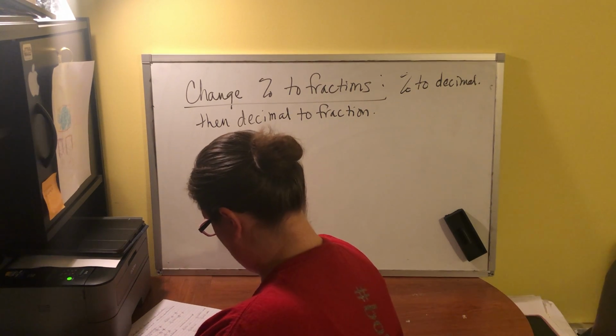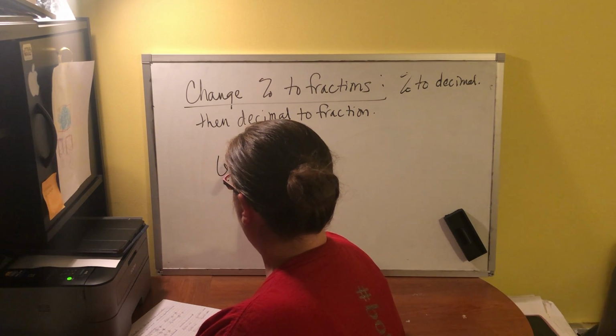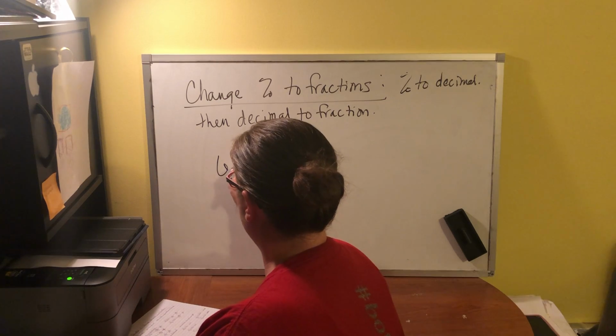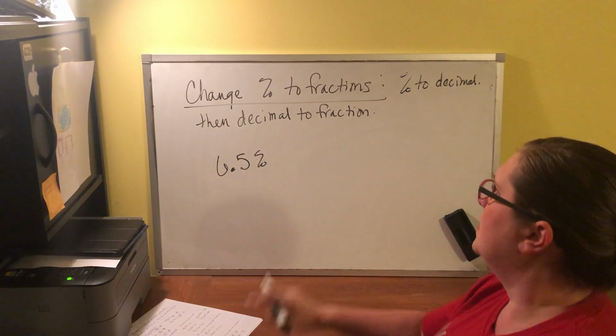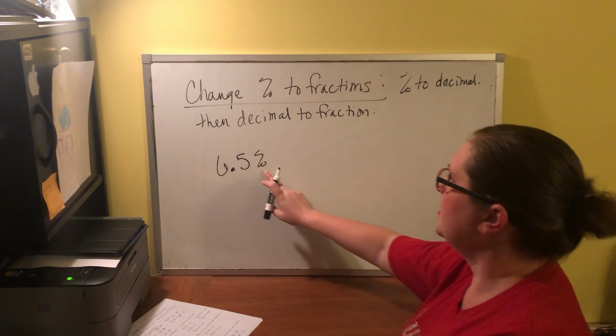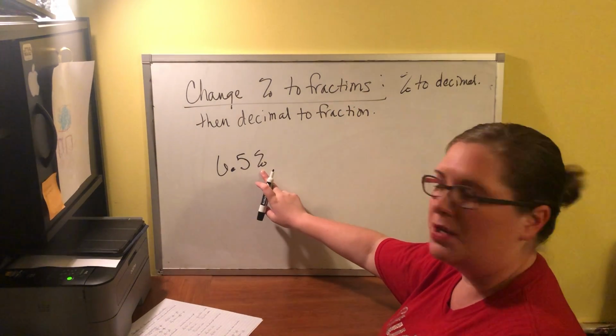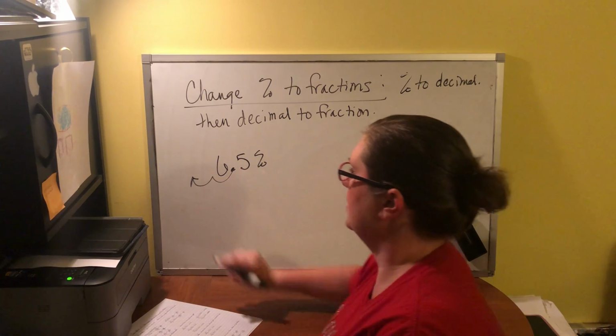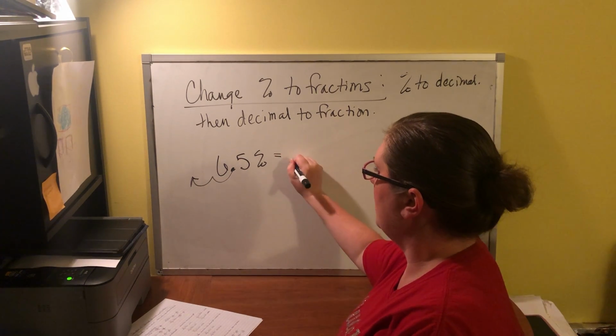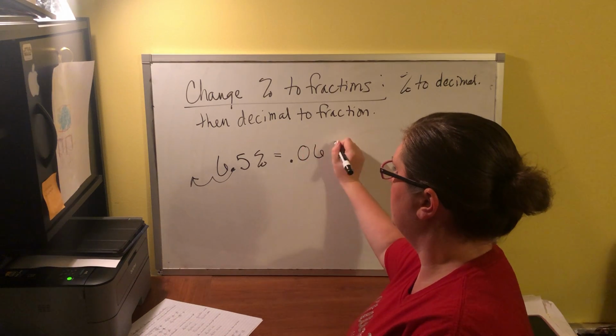So let's say we had 6.5%. Okay, I need to write this as a fraction. Well, first I have to get rid of the percentage. I need to change it to a decimal. So by doing that, we're going to move the decimal 2 places to the left. So this now becomes 0.065.